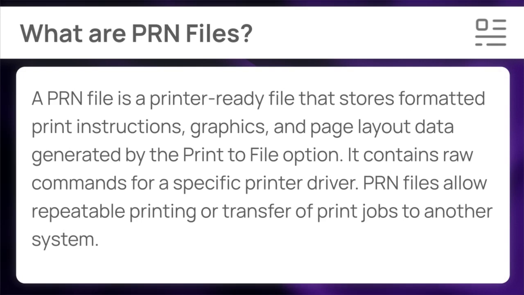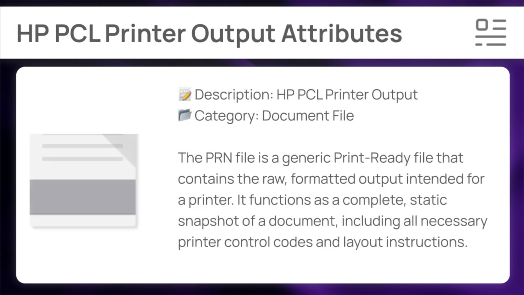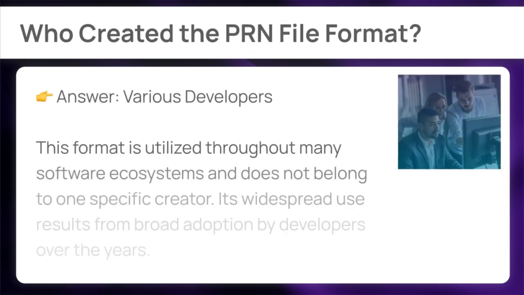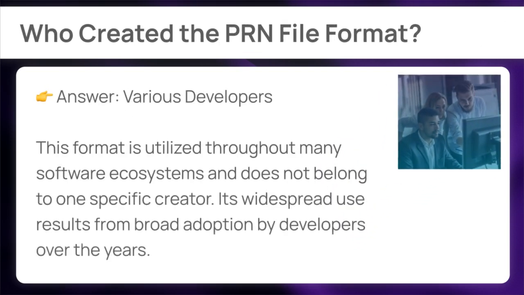The file's organization is managed by the HP PCL Printer Output system. The PRN file is a generic print-ready file that contains the raw, formatted output intended for a printer. It functions as a complete static snapshot of a document, including all necessary printer control codes and layout instructions. Developed by various printer drivers like ACD Systems Canvas X, the format's design is highly device-specific. It is structured to be sent directly to a printer.